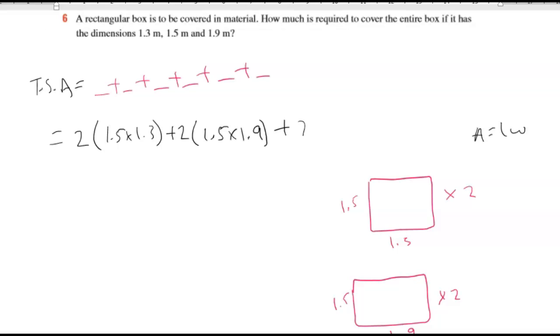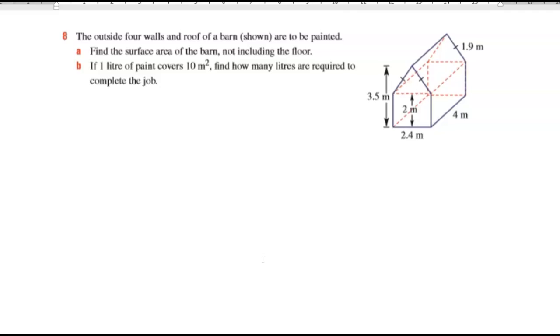And then we've got the last 2, 1.3 times 1.9. I'm not going to sit here and do multiplication by multiplying decimals, so I'm just going to have a look at the answer. All right, and assuming that the textbook is correct, you should get 14.54, and we're working with meters squared. All right, let's move on to question 8.